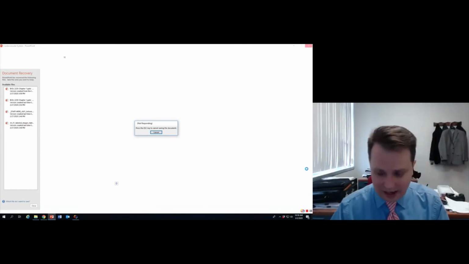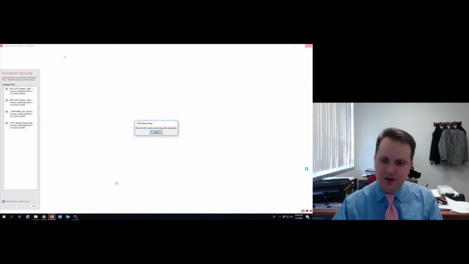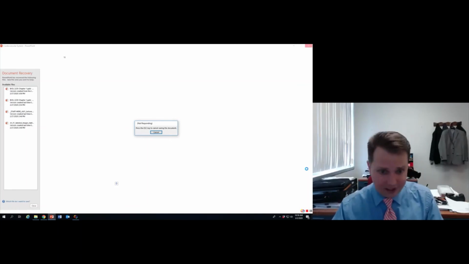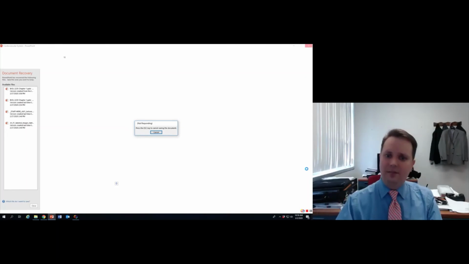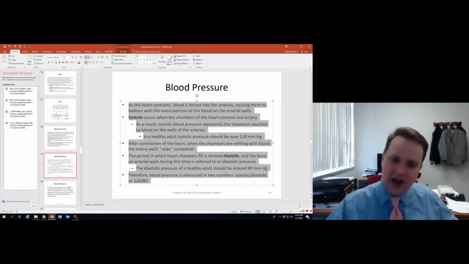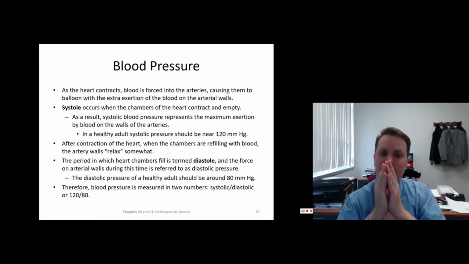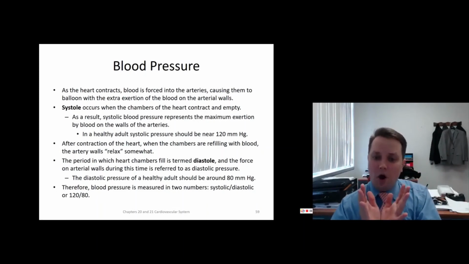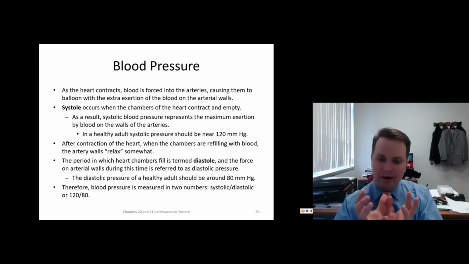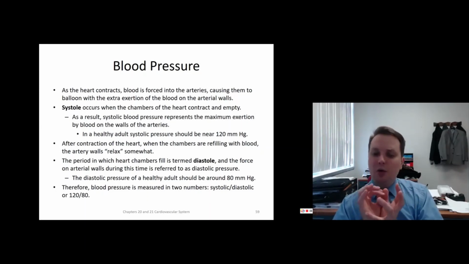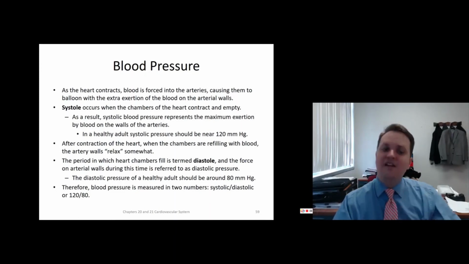Sorry about that. I wanted to do that now because if I don't do it while I'm looking at it, it won't get done. I'm usually teaching in a classroom, and I don't have that ability. After the heart contracts and then the chamber relaxes, the artery walls relax as well. This is called diastole. The force of the arterial walls also drops down to about 80 millimeters of mercury of pressure. So we always give systolic over diastolic, at about 120 over 80 for normal.